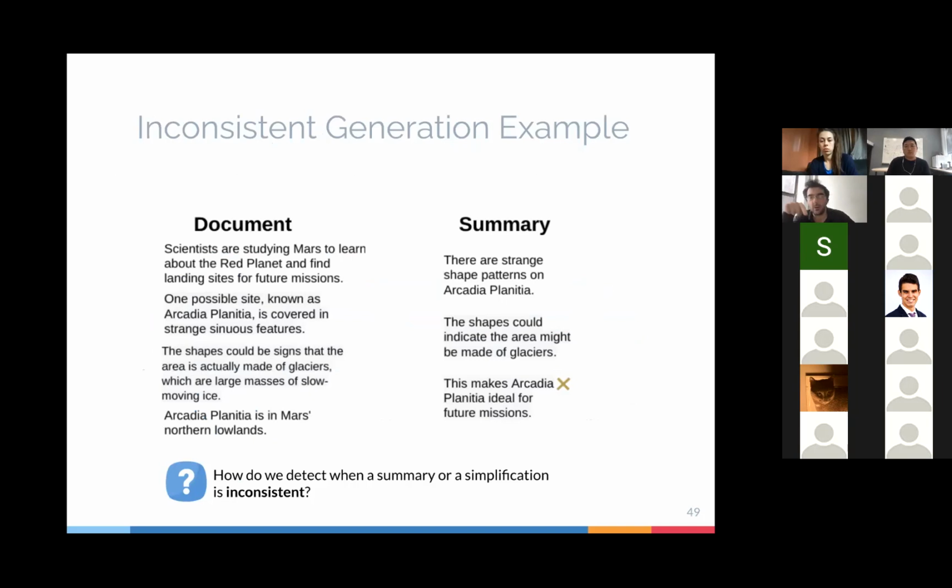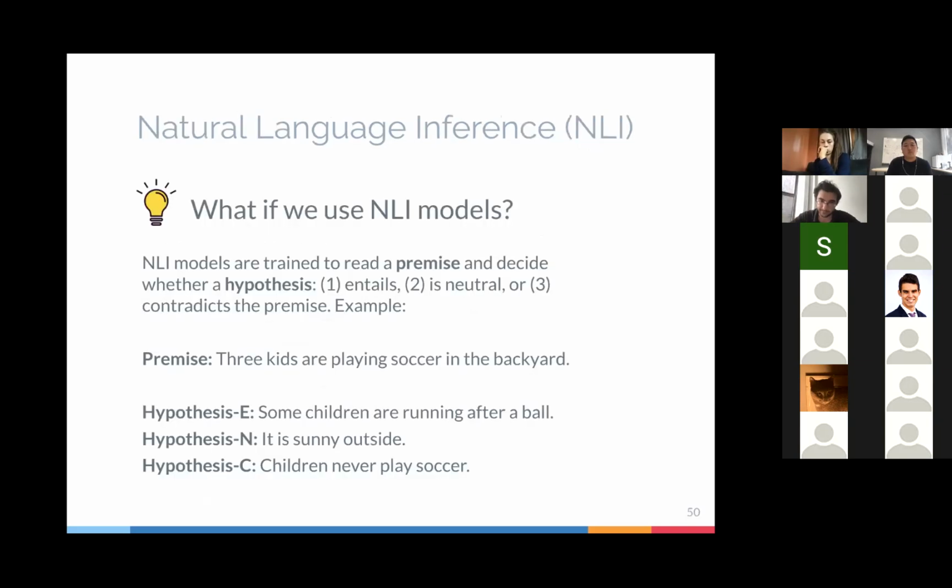So this is a document and a summary, on the left and on the right, where basically it's about Mars being studied by scientists, and they found a strange area of Mars. This is a recent news article. And then in the summary, the model says, this makes Arcadia Planitia, which is that area, ideal for future missions. And actually, this is not said in the document, and it's invented. And basically the question is, how do you detect this inconsistency? How can you detect it and remove it from the summary?